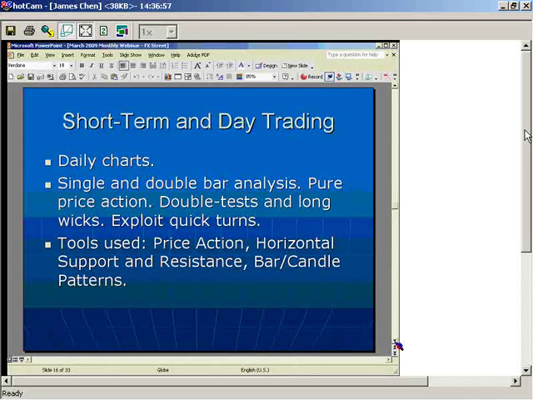And how best to look at the trend, but to look at the daily charts. Okay, so you're looking at daily charts, and you're seeing the trend clearly on your charts. Then, for the short-term or day trading, you're looking for the double tests or the triple tests, and you're looking for long wicks. And you're exploiting those quick turns in the market. How you get out, that's up to you. But some people may get out with moving their stops, as in a manual trailing stop or an automated trailing stop or what have you.